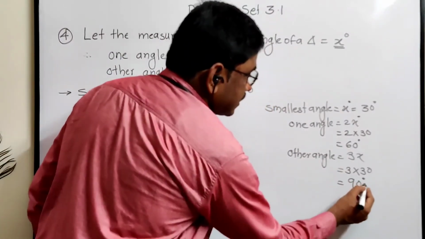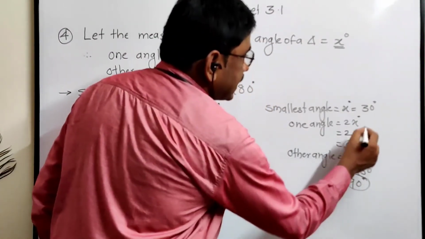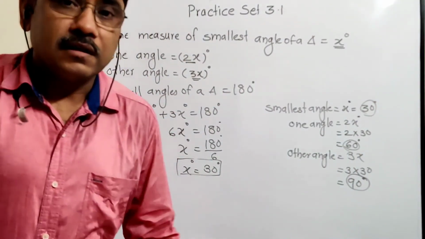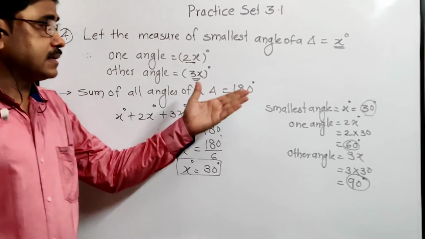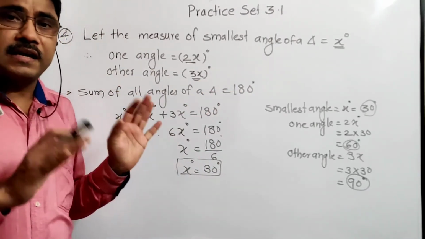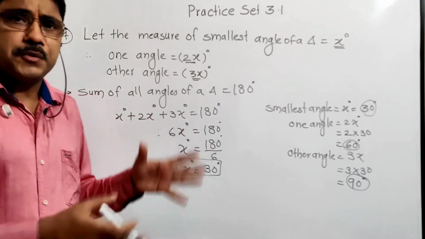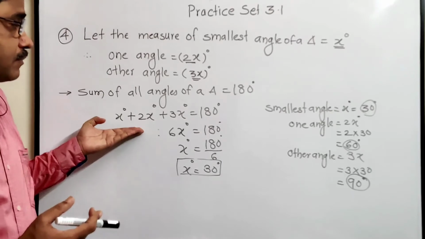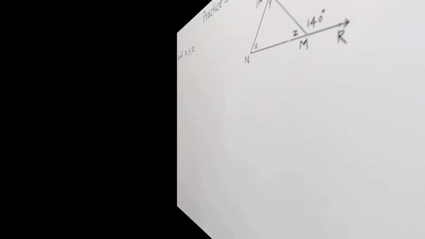So this is a 30-60-90 triangle. So we get the measures of all three angles: 30 degrees, 60 degrees and 90 degrees. If a statement sum is given, read that sum carefully, and then you can easily write the statement, means the equation, form the equation and solve it.